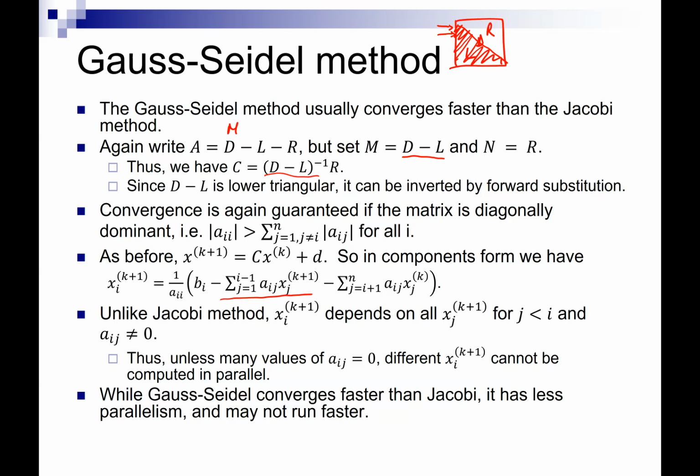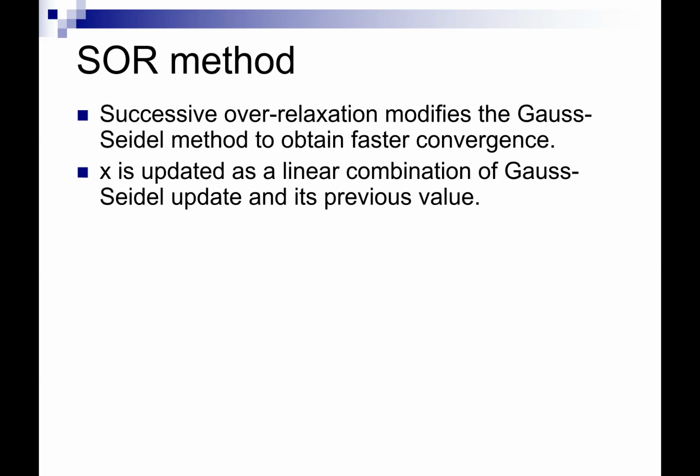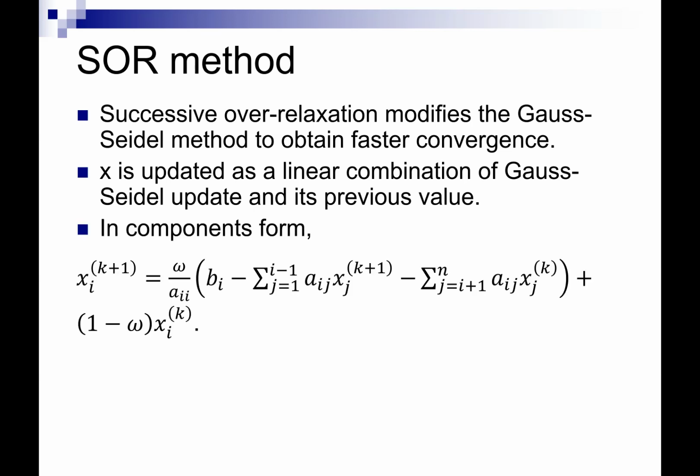Okay, now before talking about those special cases, I'm going to introduce one more method, which is called SOR, which stands for successive over-relaxation. Okay, so this is a modification of the Gauss-Seidel method, and it again has improved convergence compared to the Gauss-Seidel method. Basically, the way the SOR method works is that x, each time we iterate, is now going to be a linear combination of the value you get from the Gauss-Seidel iterations and the previous value for x.